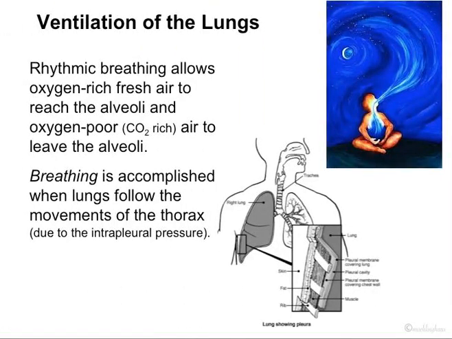Ventilation of the lung. So now we have rhythmic breathing that allows oxygen-rich fresh air to reach the alveoli, and oxygen-poor, carbon dioxide-rich air to leave the alveoli. Breathing is accomplished when the lungs follow the movement of the thorax. So we already talked about that before. And that's due to the intrapleural pressure. That's the reason why the lungs can be attached and suctioned to the thoracic wall and then follow the movement of the muscle of that wall.